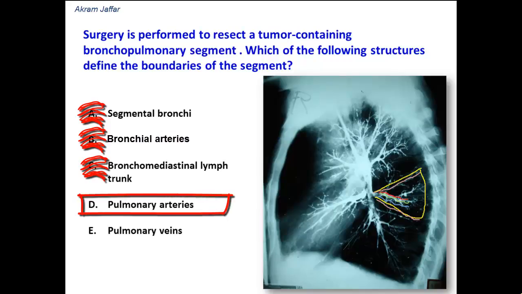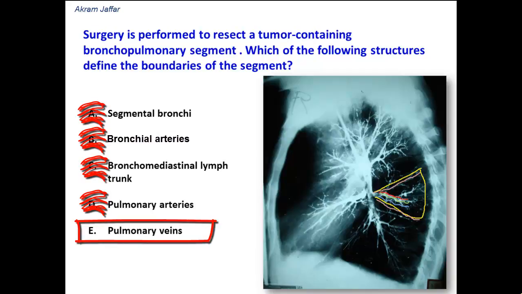Pulmonary arteries, which carry the deoxygenated blood and were here represented in blue, are located within the segment and do not define the boundary of the segment because they are located within. And it remains that the pulmonary veins, actually, are located at the boundary of the segment, drain more than one segment, and this is the correct option here.